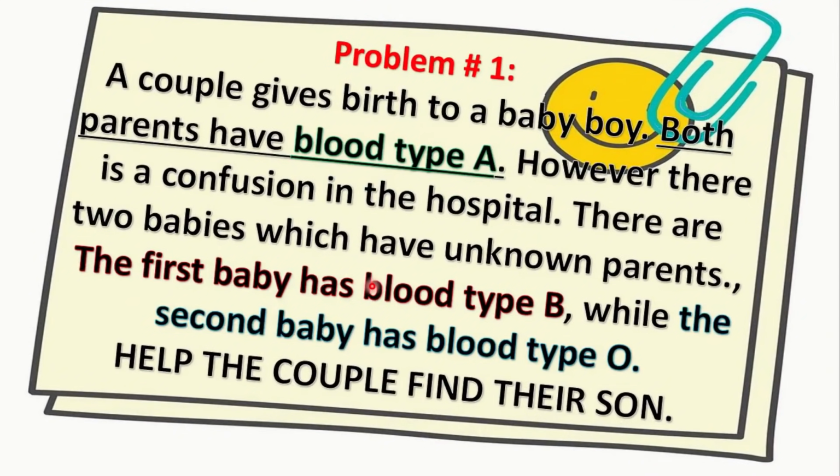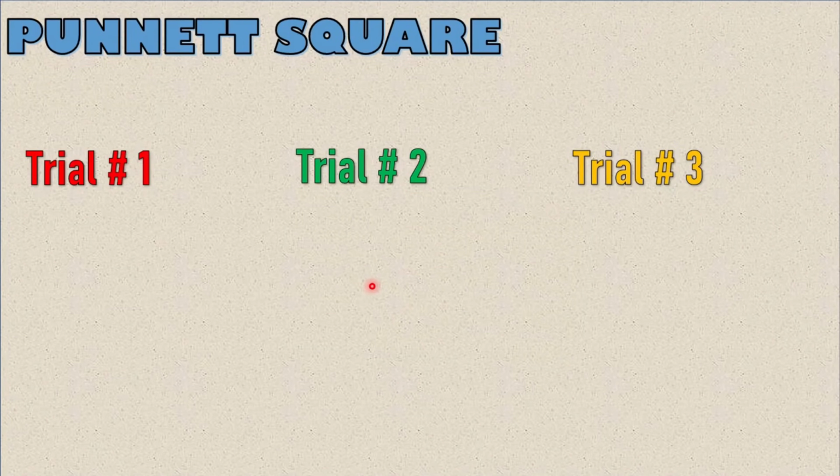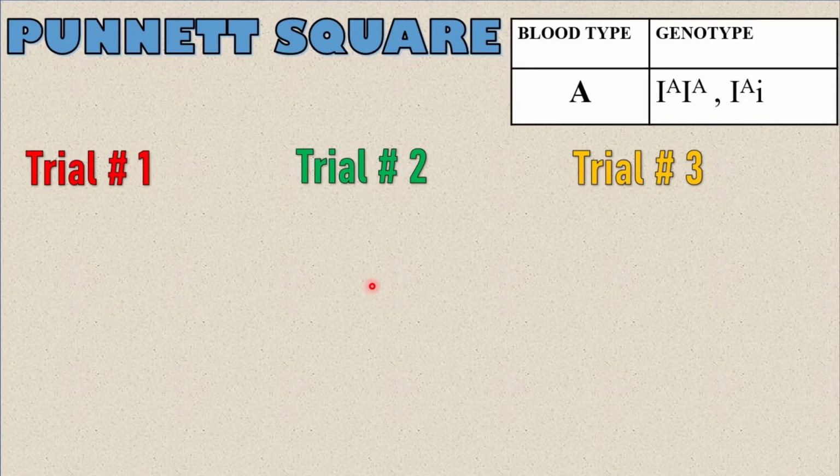Now let us have a problem. A couple gives birth to a baby boy. Both parents have blood type A. However, there is a confusion in the hospital. There are two babies which have unknown parents. The first baby has blood type B, while the second baby has blood type O. Help the couple find their son. So for this problem, you are going to answer this on your paper. You will construct a Punnett square to solve this problem.